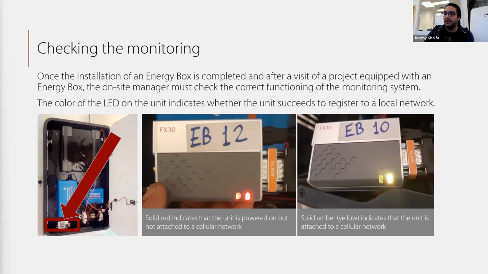Okay, so if it's red, it's not connected. If it's what we call amber, yellow, maybe green sometimes, it means it's attached to a cellular network.